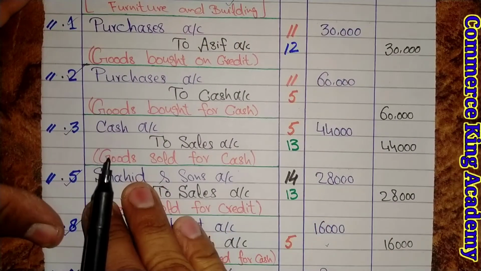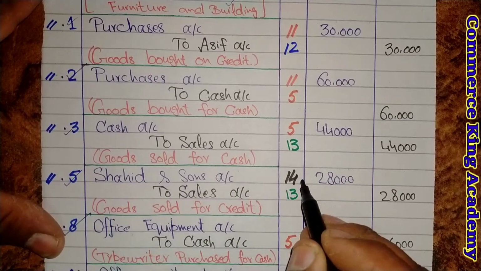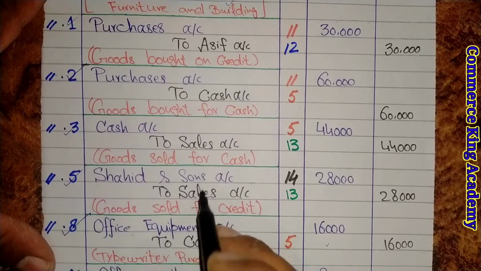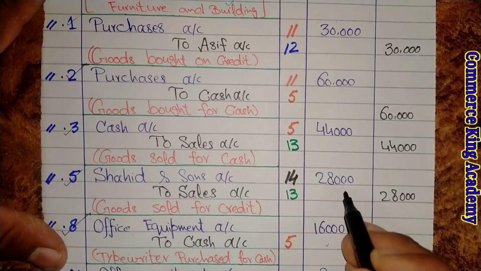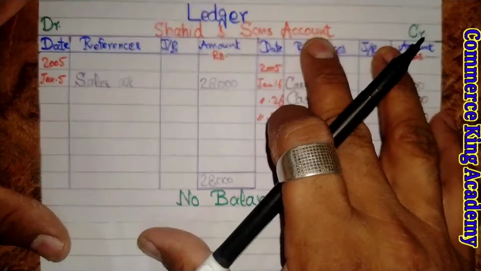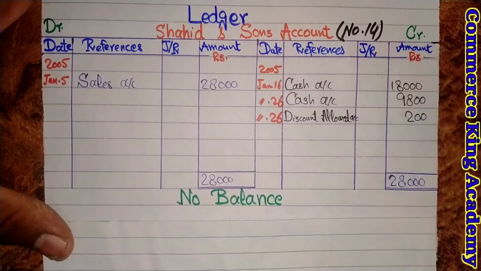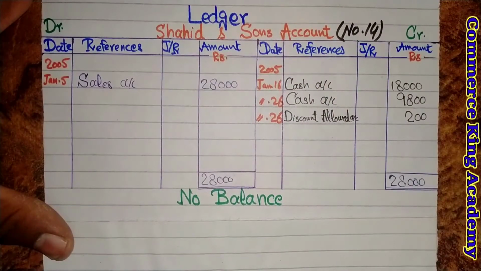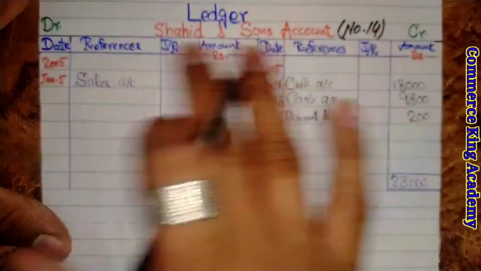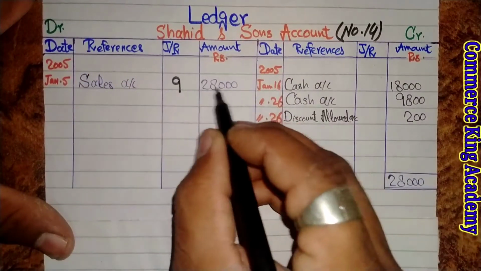Our next account for making a ledger account is Shahid and Sons account, which has ledger folio number 14. The first entry exists on Jan 5th. Shahid and Sons account is debited against sales account, amounting to 28,000 rupees. This is the format of the ledger of Shahid and Sons account, ledger folio number 14. The first entry was held on Jan 5th, Shahid and Sons account debited by sales account. Journal reference number is 9, amounting to 28,000 rupees.